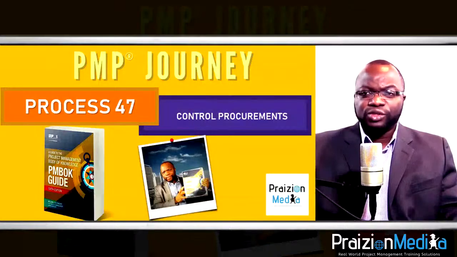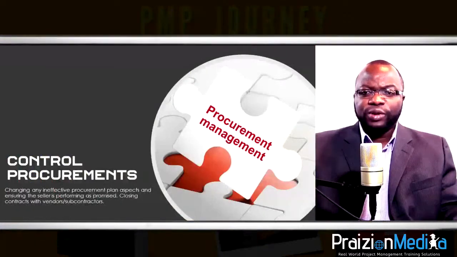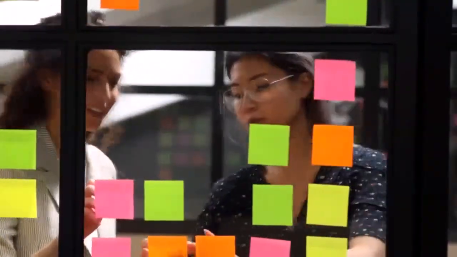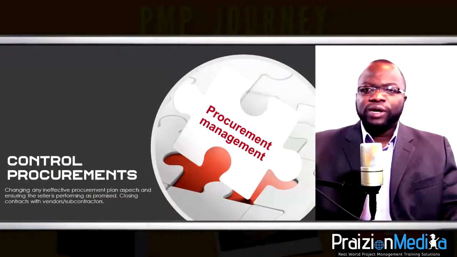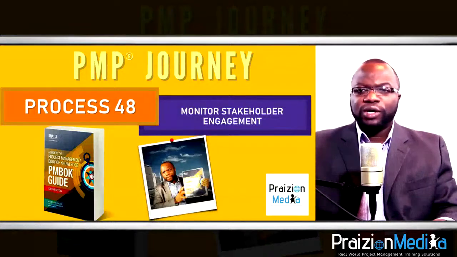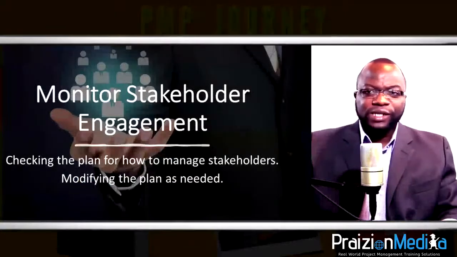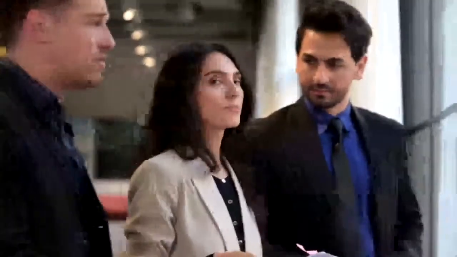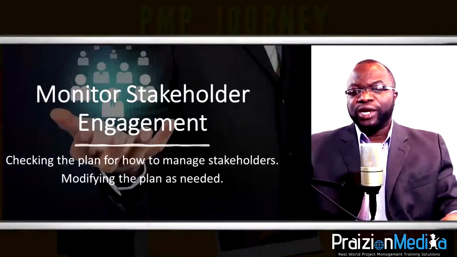Process 47, control procurements. In control procurements, the project manager and the team should be ensuring that the vendor or the subcontractor are doing the right thing, following the plan. And if not, you must make sure that you steer the project in the right direction. Process 48, monitor stakeholder engagement. The project manager and the team should be involved in checking to make sure that indeed the stakeholder is as engaged as he or she needs to be. The project manager should make sure that the plan is updated or modified according to real needs.